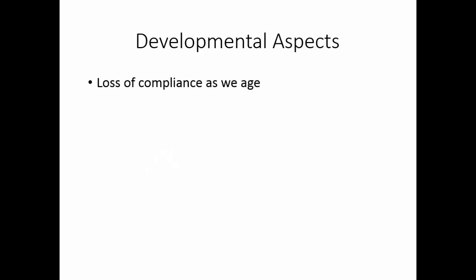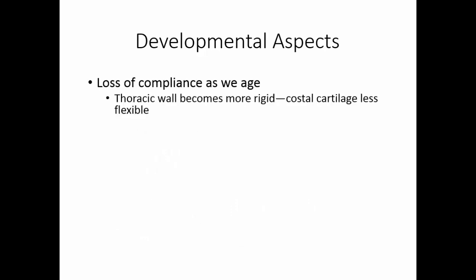Also, as we age, there's a loss of compliance of tissue. The thoracic wall becomes more rigid. This is largely because the costal cartilage becomes less flexible, so it's harder to expand the chest wall. Also, lungs tend to lose their elasticity.